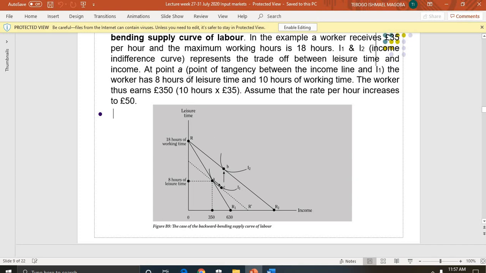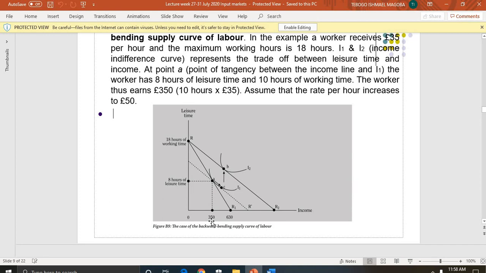But then this worker has 8 hours of leisure and works 10 hours of working time. So meaning at this point of 8 hours of leisure time, there is also 10 hours of working time. Do you understand? Obviously 18 hours of working time minus 8 hours of leisure time means we only have 10 hours of working now. So the worker will earn 350. How? Because he's earning 35 pounds an hour for 10 hours, which will give you 350.